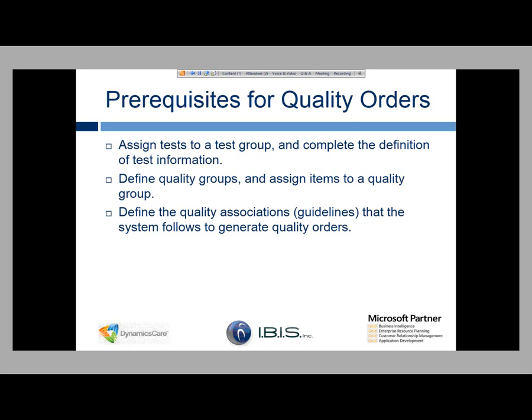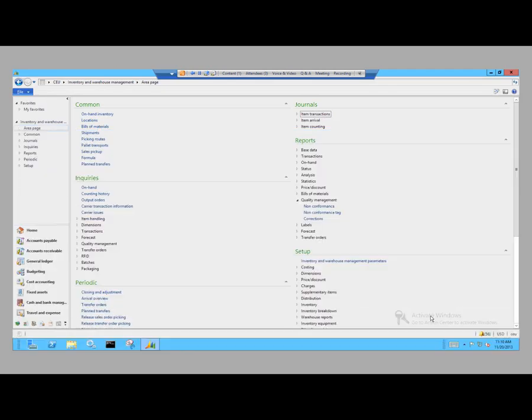So now I'm going to take you into AX and we will look at how to set up those prerequisites. The first prerequisite on the list was defining your inventory parameters. In order to do this, you will navigate to the Inventory and Warehouse Management menu, and under Setup you have the Inventory and Warehouse Management parameters.